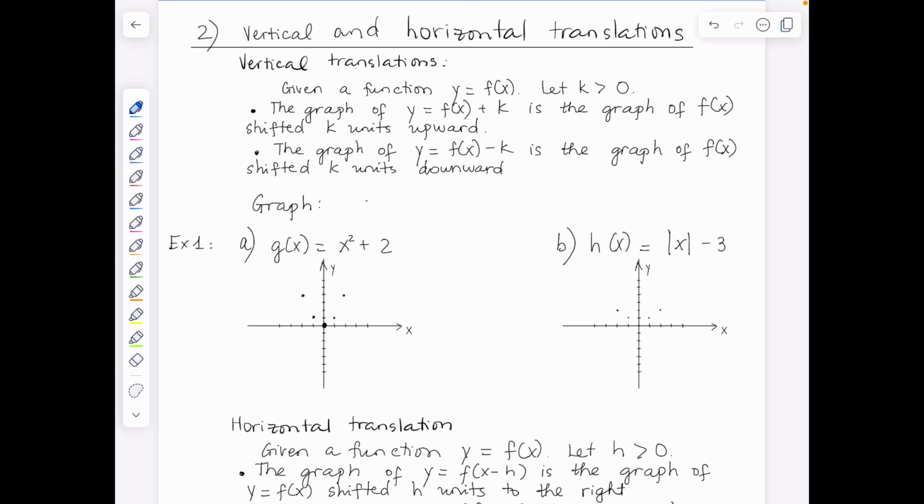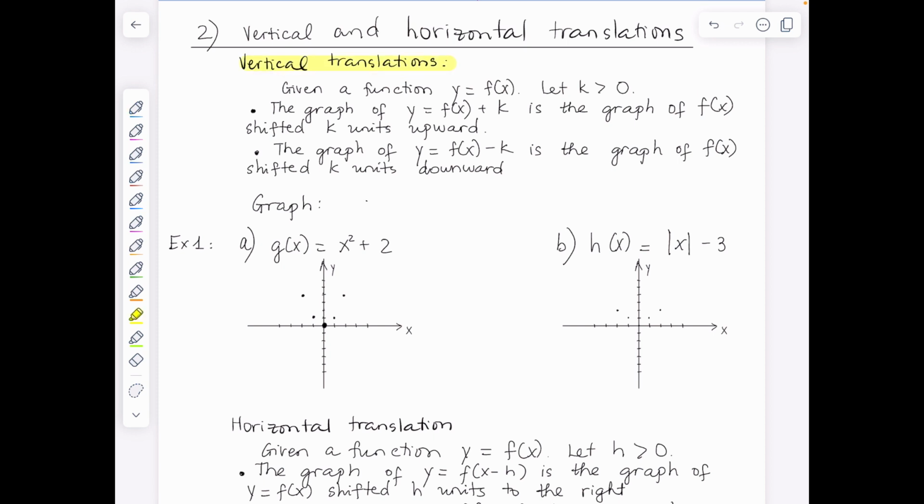In this video, we are going to talk about vertical and horizontal translations: how the graph of a new function is the graph of a parent function that is being shifted up and down or left and right. Let's first talk about the vertical translations.